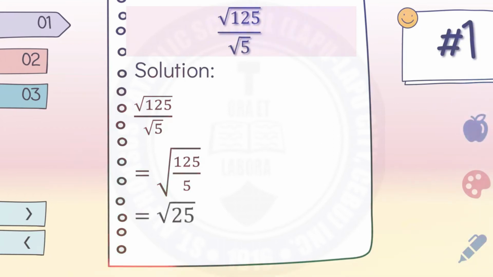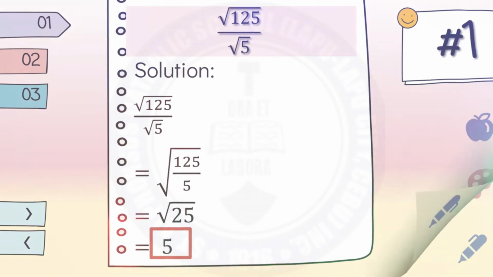125 divided by 5, that's 25. And square root of 25 is 5. And the final answer is 5.